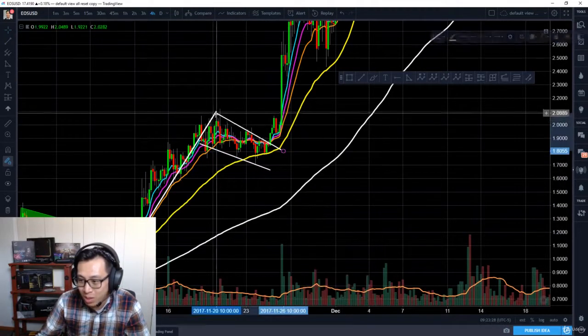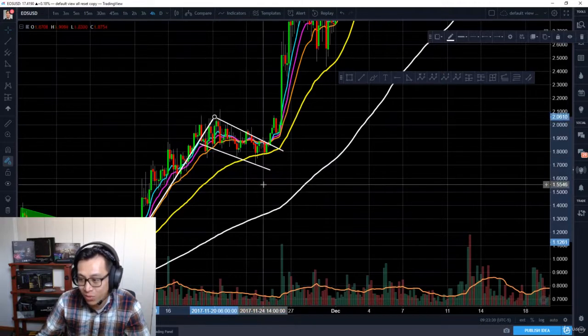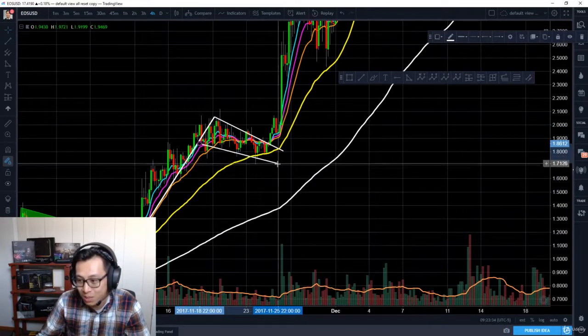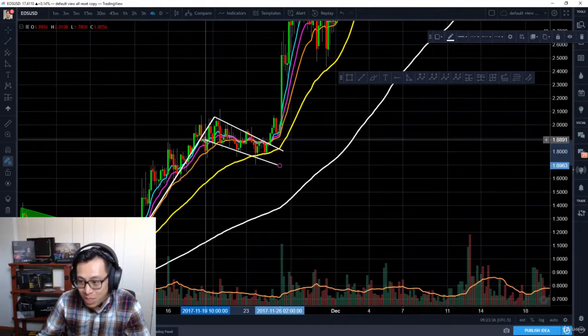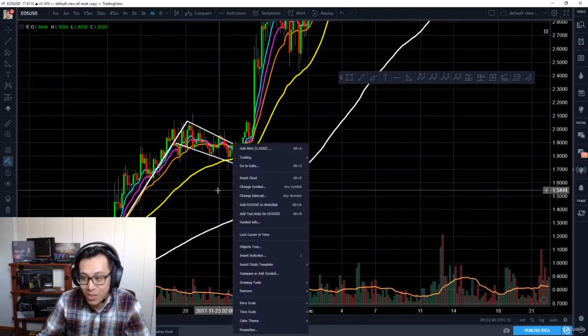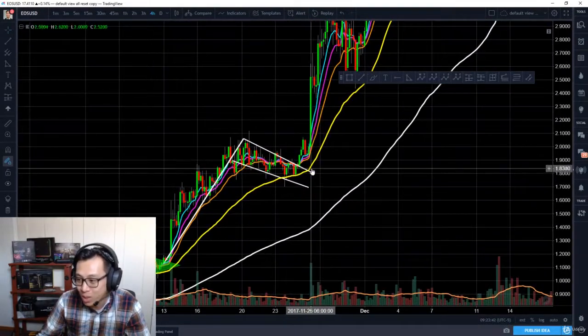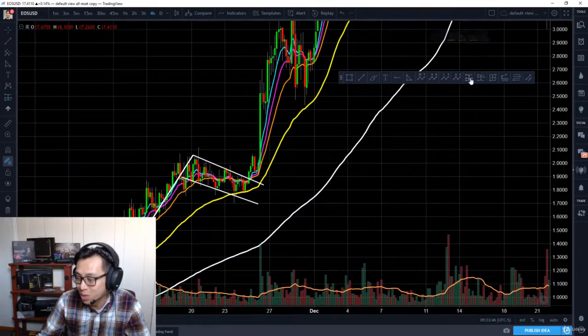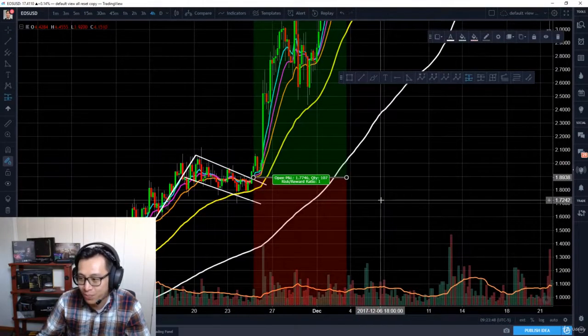Okay, we get this type of flagpole where it's consolidating very nicely in this flag type of pattern. Sometimes they're not always pretty. Sometimes they can be a little bit sloped, sometimes slanted. They can be very different, but nevertheless, that is a flag. So what you want to do is buy it on the breakout.